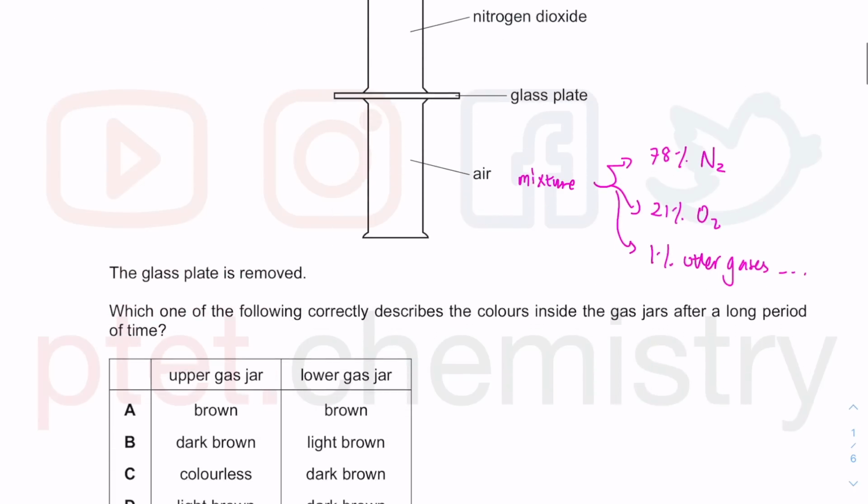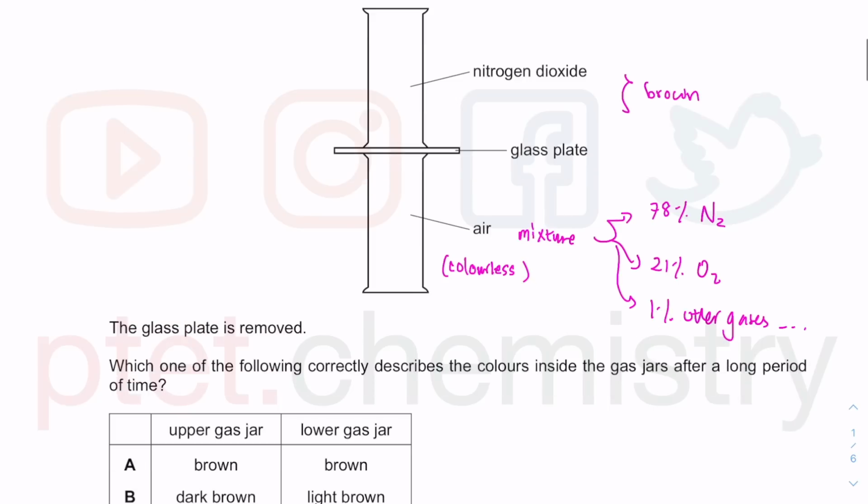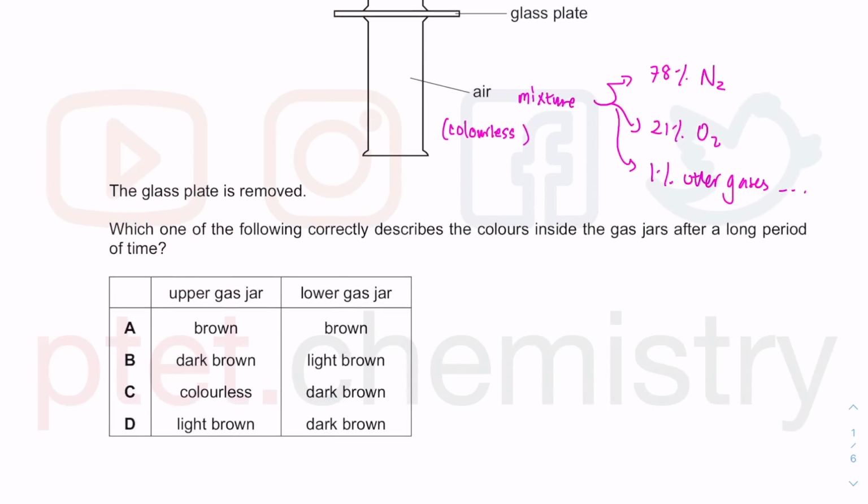Now we know that this was brown in color, and your air, at least your clean air, is going to be colorless. None of the gases present in natural air is colored, but this is colored. When we remove the glass plate, the heavier, denser nitrogen dioxide is going to move around, and then the air consisting of these gases is going to move around as well. We are actually talking about diffusion.